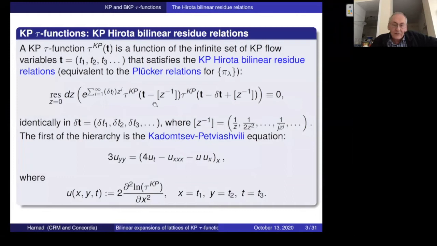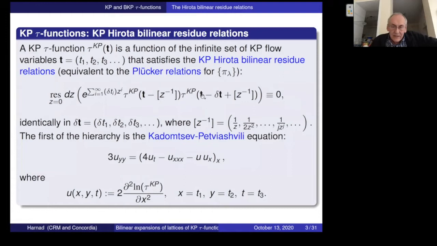So what are the variables here? Well, you evaluate your KP. This is the definition, by the way, of a KP tau function. Any function that satisfies this formal residue relation is a KP tau function, and vice versa. That's what we mean by it.